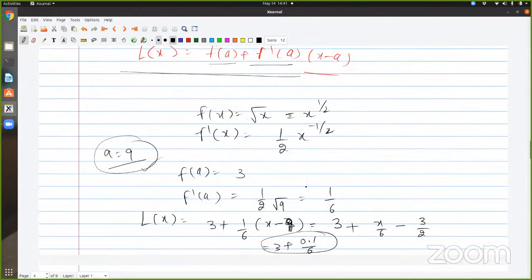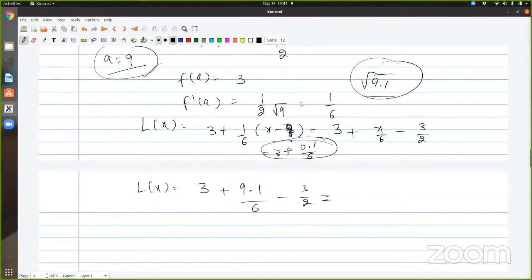And if you compare it with the actual value using a calculator, square root of 9.1, these two values should be more or less the same. You can check that out.